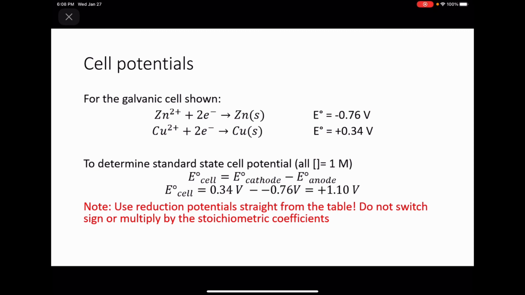So it is very, very important: you are using reduction potentials straight out of the table. You just put the numbers into the equation. You don't flip signs. The sign flipping is associated with the equation itself. And you don't multiply by stoichiometric coefficients. Now, in this case, it happened to be that we had 1 zinc, 1 copper. They're 2 electrons, and so they were 1 to 1. But if we had a stoichiometric coefficient, we don't put them into our cell potential calculation.